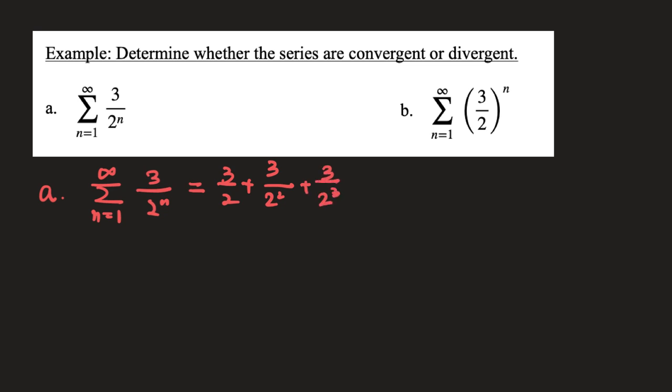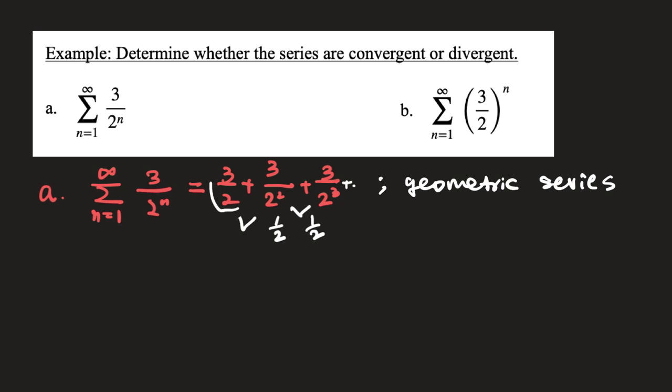So what kind of sequence is this, guys? Look at this. Each time you multiply by the same ratio. The first term is A1, and R is going to be 1.5. So R is between negative 1 and 1, so this one is convergent. Then you can find the sum.